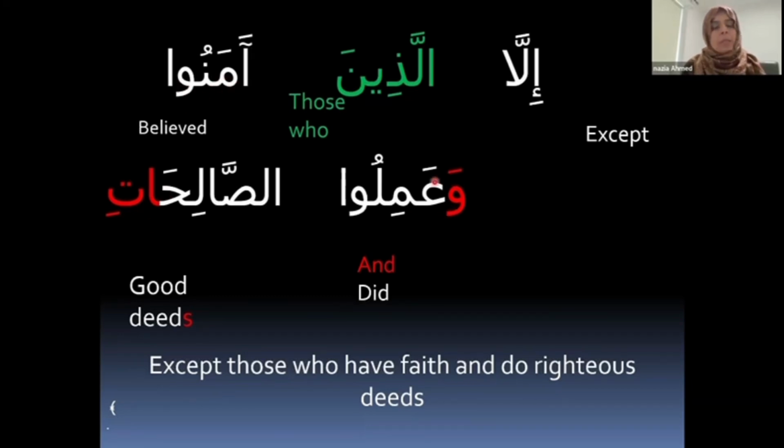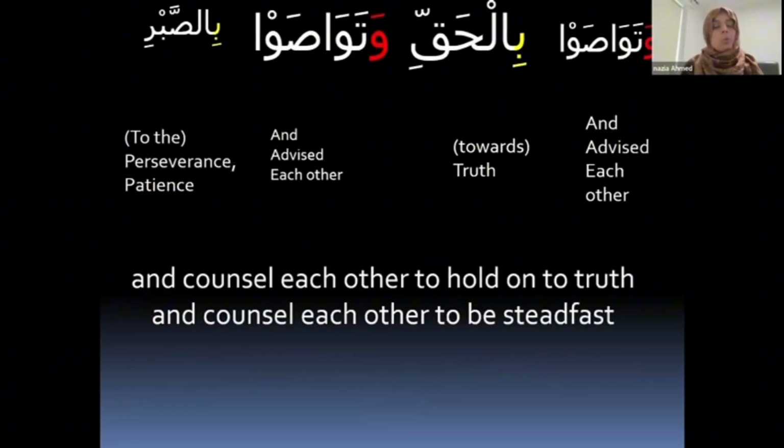Again, wa amilus salihat. And they did. So it means there's an action there. And did. It should be they did, okay? Yes, and did. So here there's an action. So these two words are verbs. And what type of verbs? They are perfect tense, or in other words, we can call them past tense. This is what we're going to do today, inshallah.